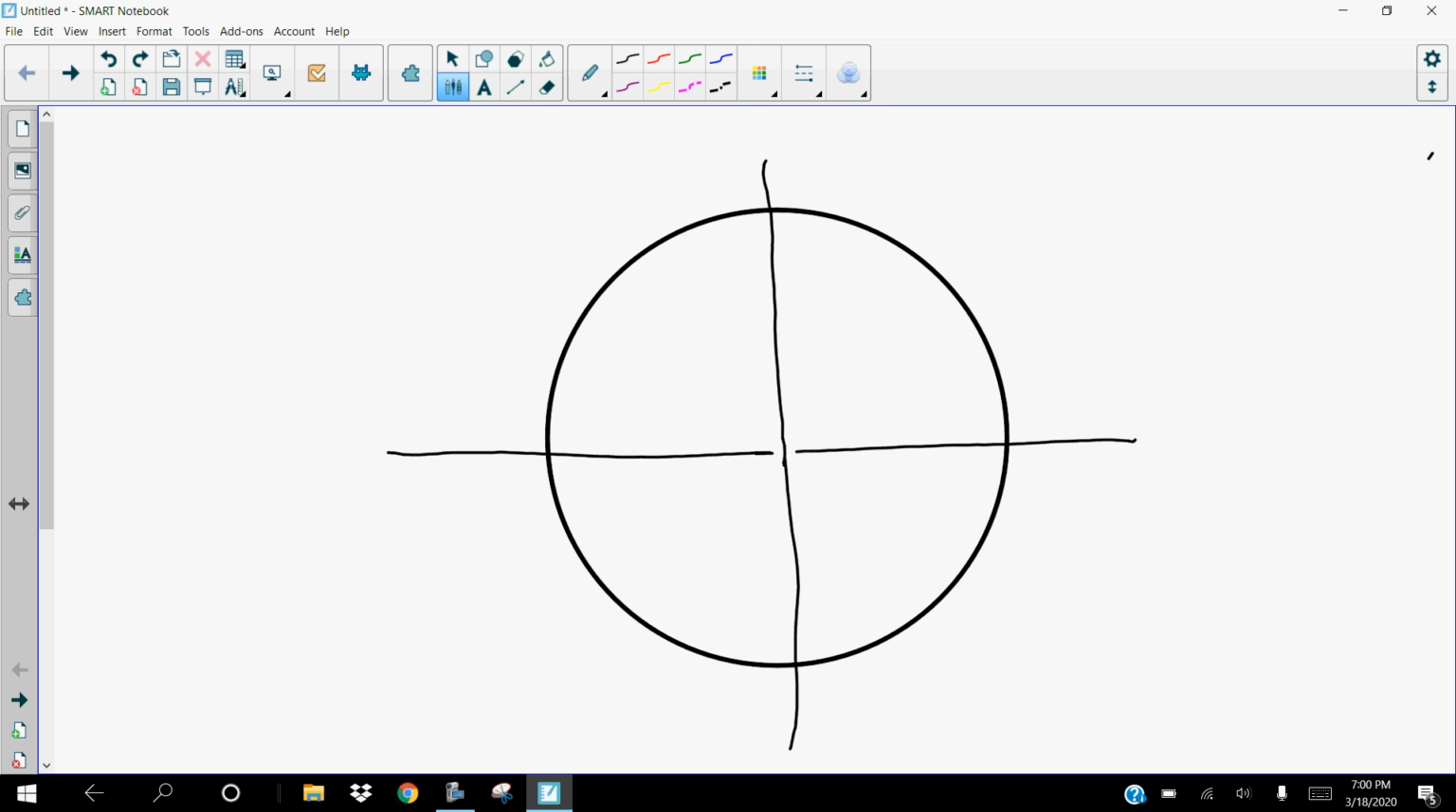Oh, that's better. Okay. We got our unit circle. And, all right, so we got 0, pi over 2, pi, and 3 pi over 2. And then if you go one full rotation, you get 2 pi.